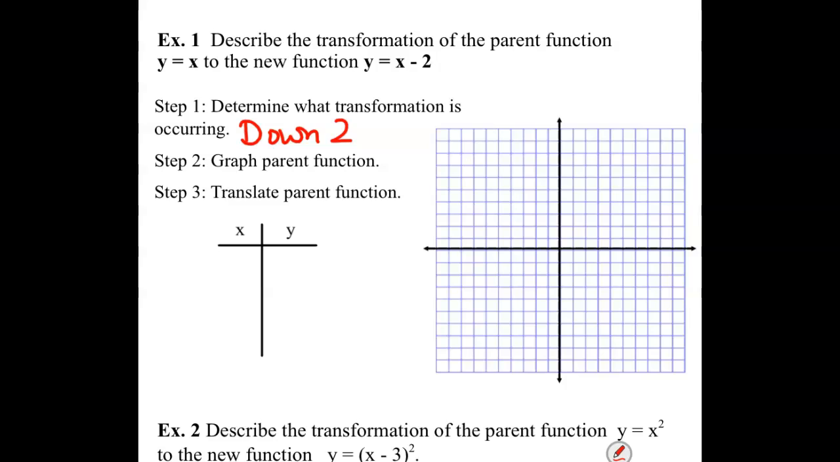So we're going to graph the parent function. To do that, we make a table for the parent function. Our parent function was y equals x. That means our x and y coordinates match. So I'm going to graph negative 2, negative 2; negative 1, negative 1; 0, 0; 1, 1; 2, 2. You don't always have to have 5 points. We just want it to be fairly accurate here.